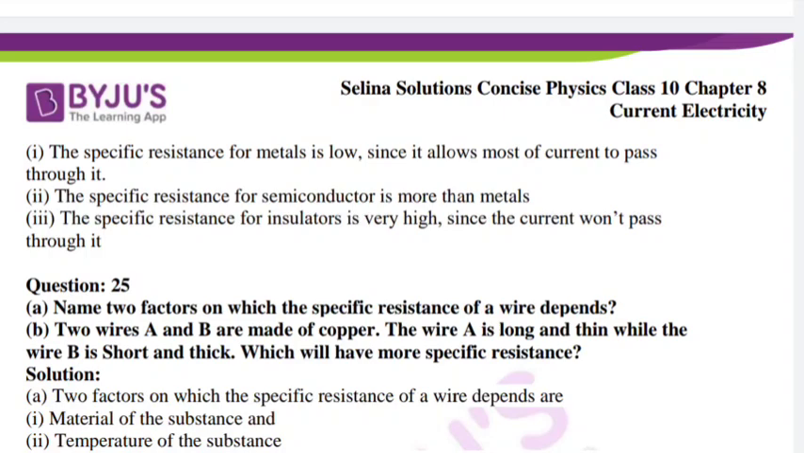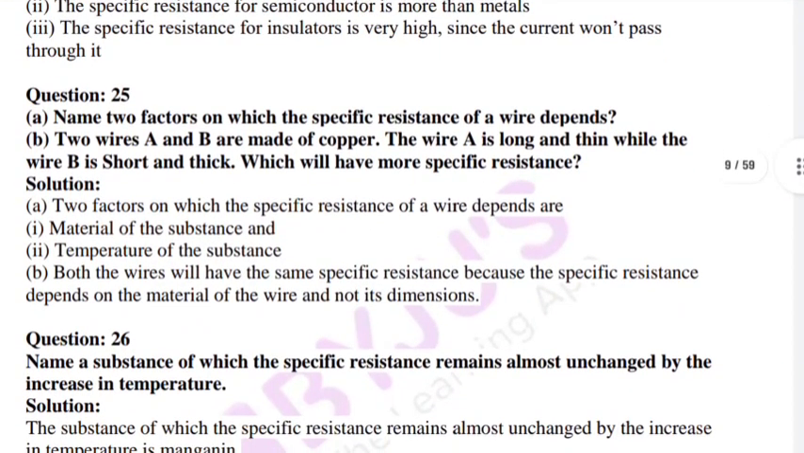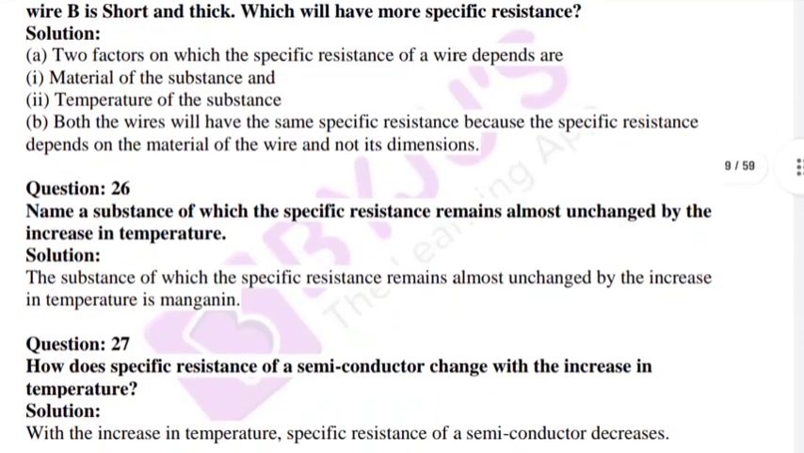Question number 25. Name the factors on which the specific resistance of a wire depends. Two wires A and B are made of copper. Wire A is long and thin, while wire B is short and thick. Which will have more resistance? The two factors on which the specific resistance of a wire depends are the material of the substance and the temperature of the substance. Both wires will have the same specific resistance, because the specific resistance depends on the material of the wire. Now question number 26.